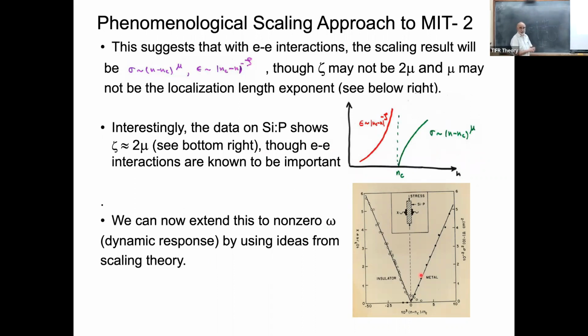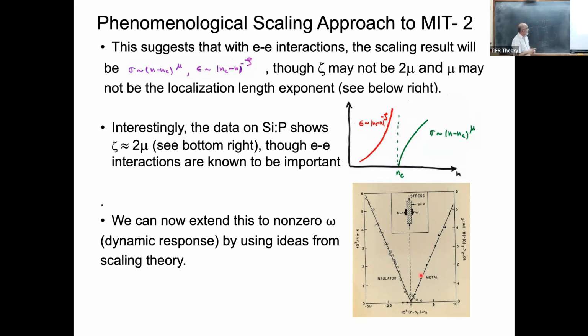So it turns out with electron-electron interactions, if you use this kind of scaling ansatz, you will find that the conductivity will have some exponent mu, which is not necessarily nu. And the dielectric constant will have a diverging exponent, which I call zeta, and zeta may not be 2 mu in turn. However, the data on phosphorus doped silicon, as I mentioned, does seem to suggest zeta is approximately 2 mu.